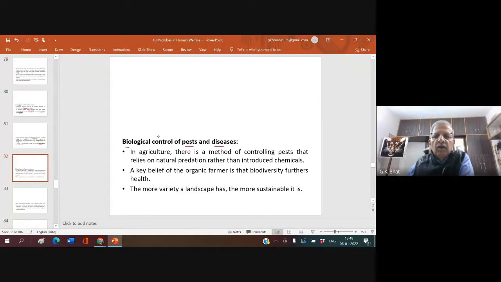In agriculture, there is a method of controlling pests that relies on natural predation rather than introduced chemicals. Without putting in chemicals, the pests or disease-causing organisms can be controlled by biological methods. A key belief of organic farming is that biodiversity furthers health. The more variety a landscape has, the more sustainable it is. Always having luxuriant biodiversity is good for us.